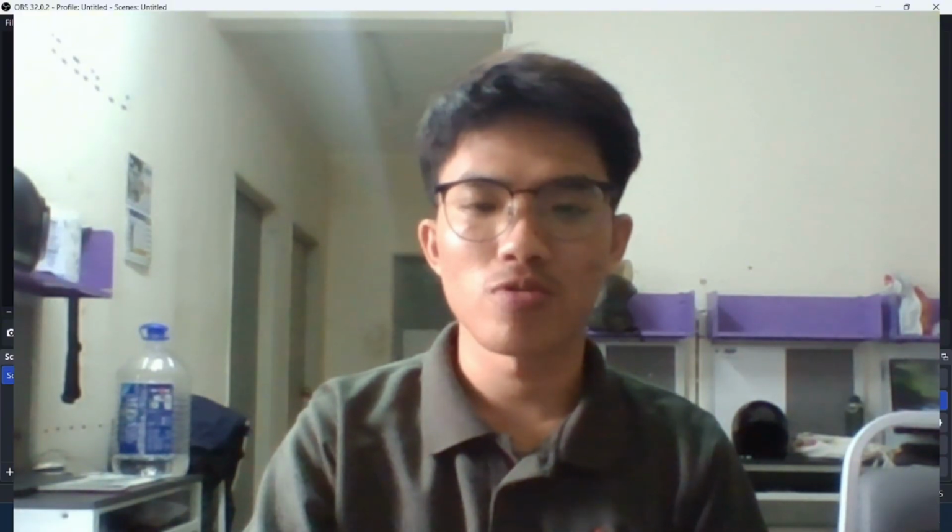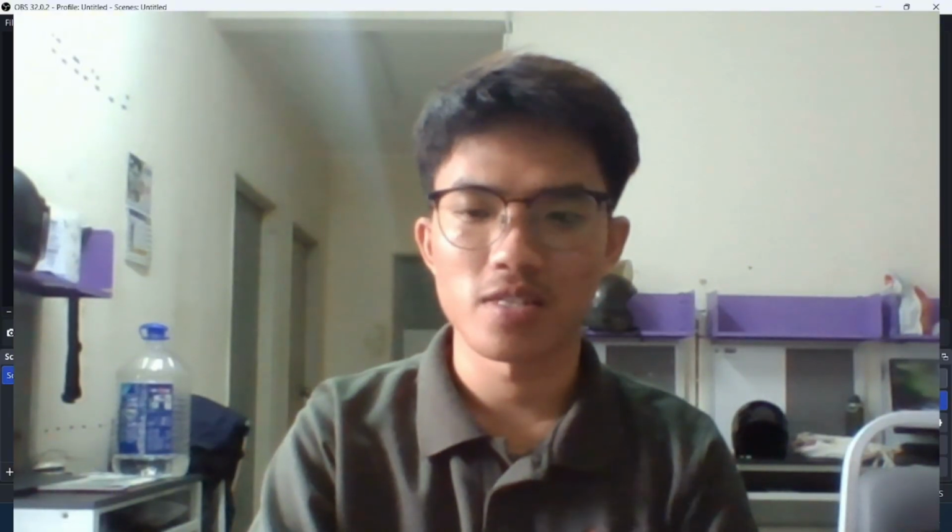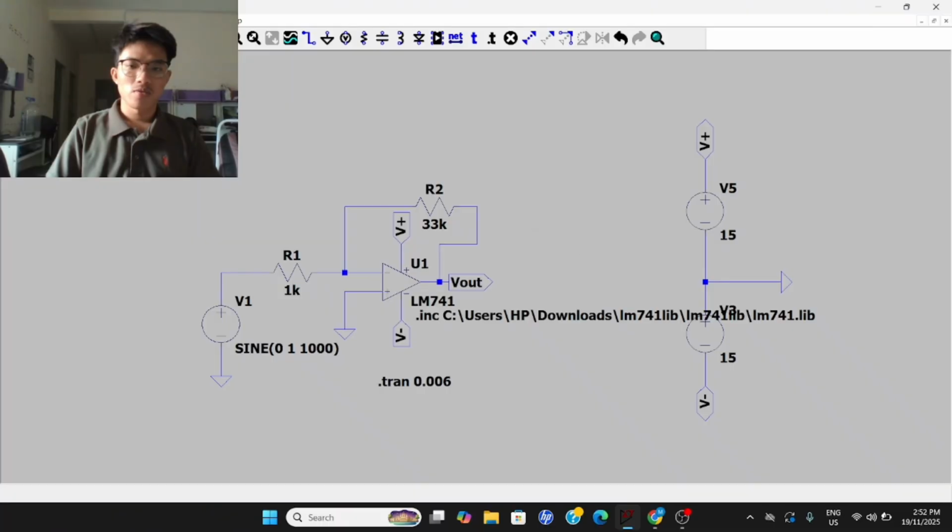We will go to the inverting amplifier first. This is the circuit schematic for the inverting amplifier. It has R1, R2, Vin, and an op-amp LM741. The value for R1 is 1K, R2 is 33K, and Vin is set to a sine of 0, 1, and frequency 1K. Let's run.